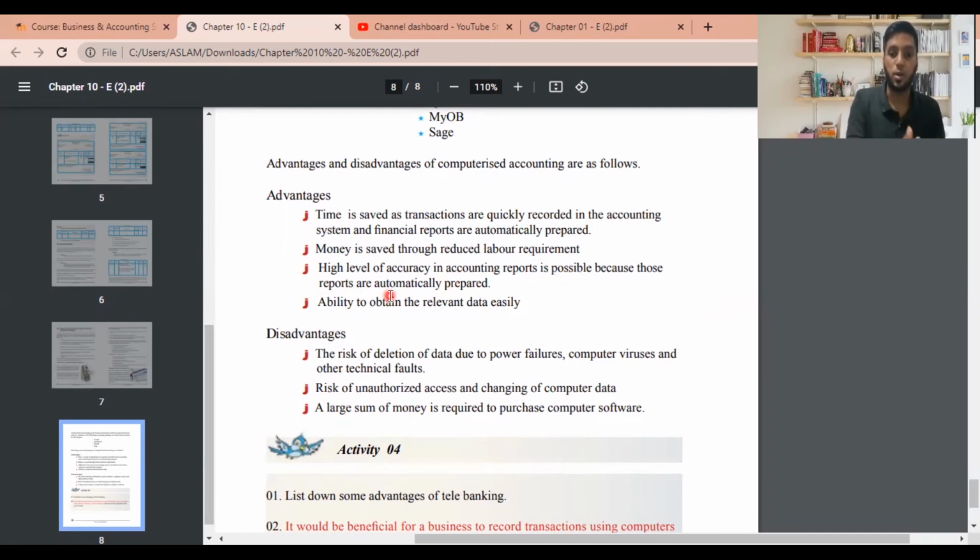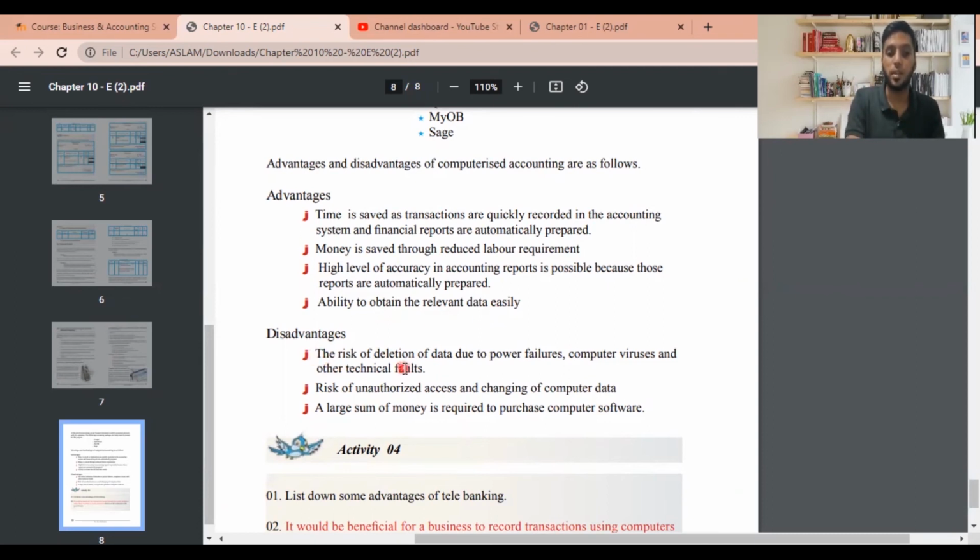As we are preparing the reports automatically, you need to understand one particular thing. It will save a lot of time and it is very accurate. It can't go wrong. Ability to obtain the relevant data easily. Whatever the management is asking, you can generate those reports and give it anytime they need.